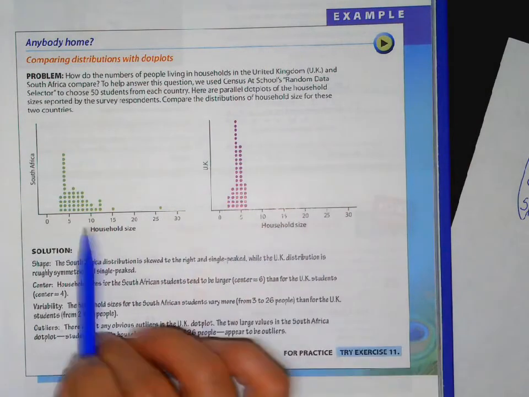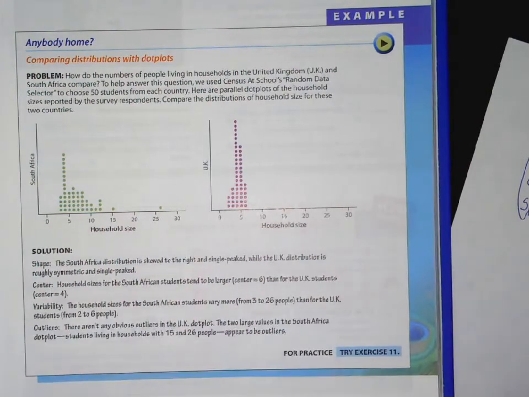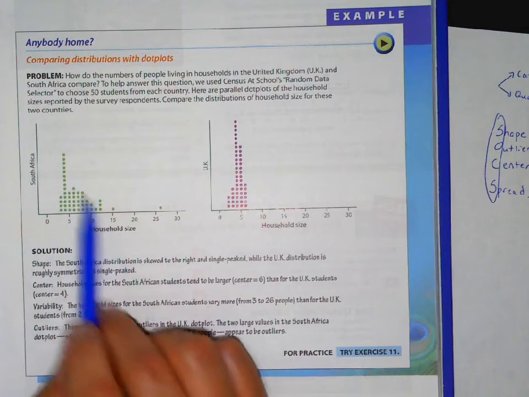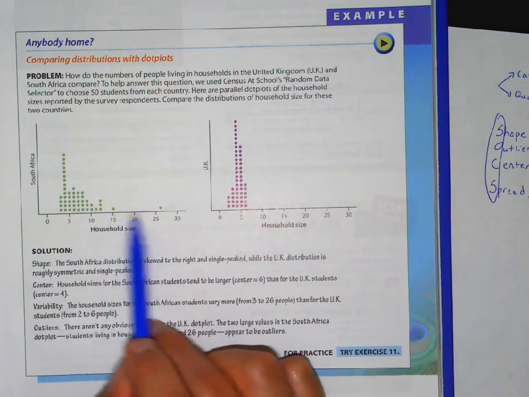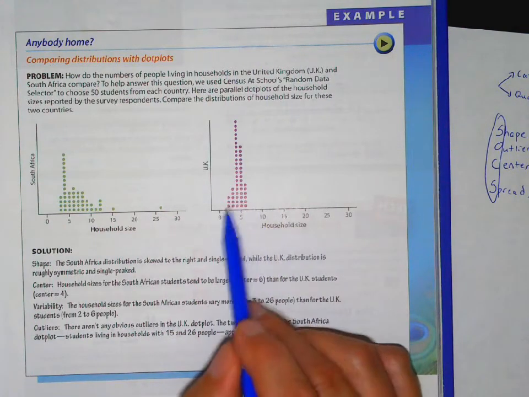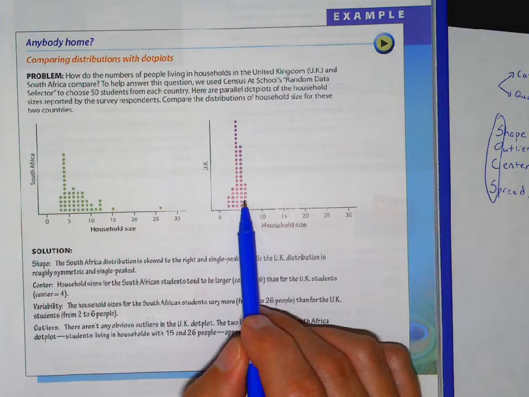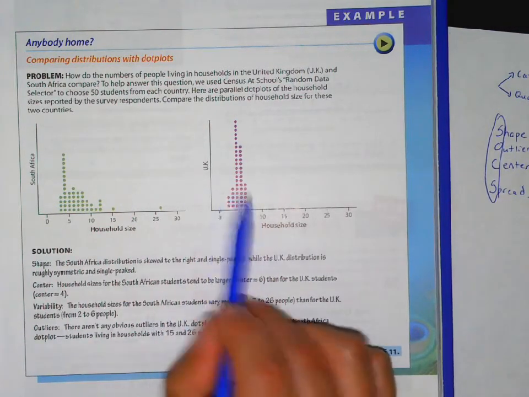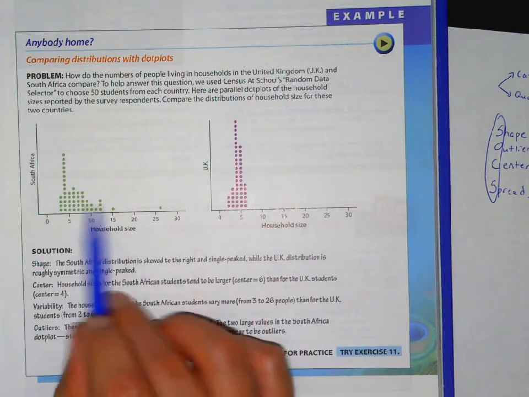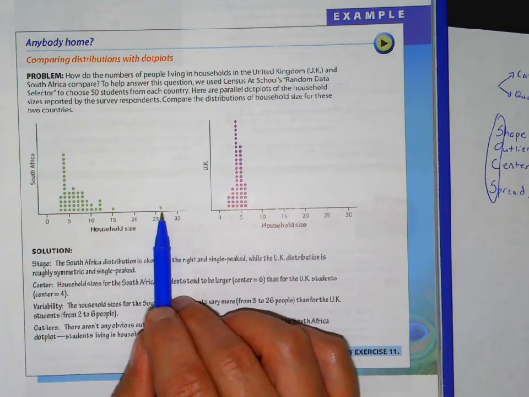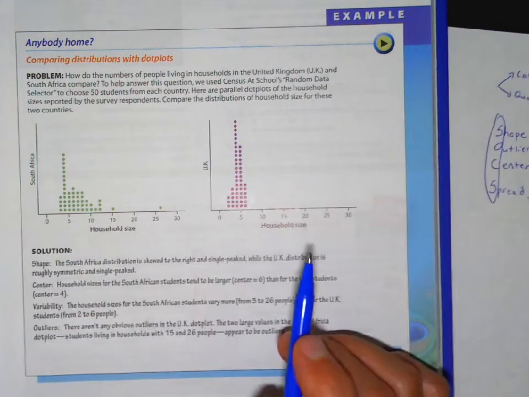Okay, if you look at these distributions, let's talk about shape first. How would you describe their shapes? I would say this one here is skewed to the right. I'd say this one is roughly symmetrical. So that's the shape. Next is outliers. This one does not appear to have any outliers. This one, I'd say that's probably an outlier. That family that has like 26 people in the family is kind of an outlier in that group.